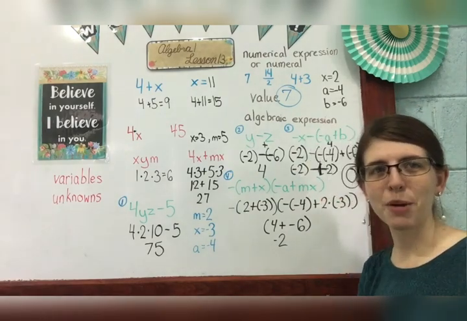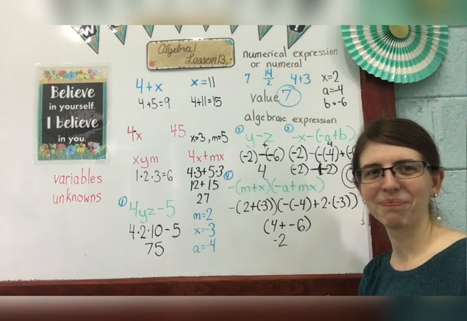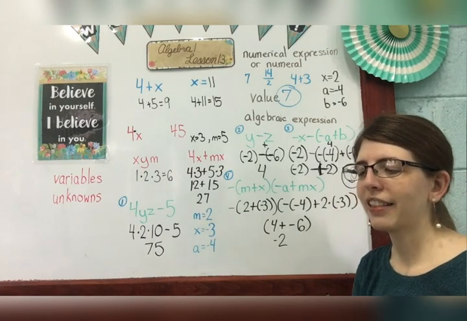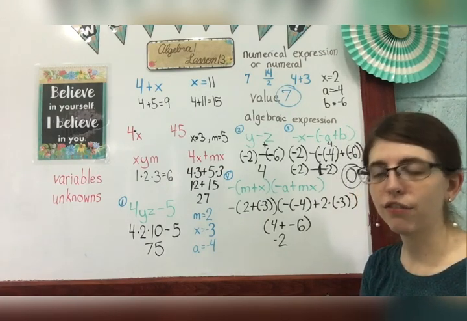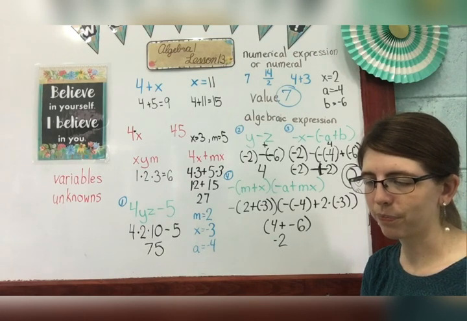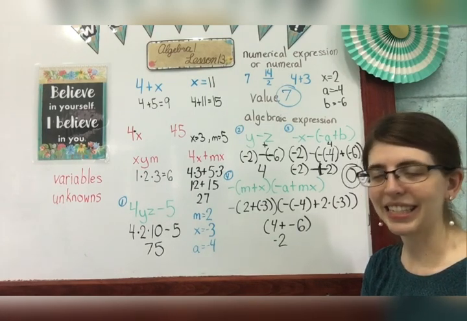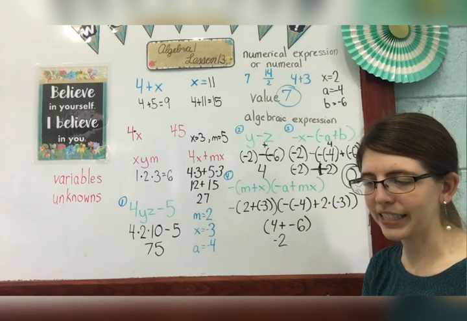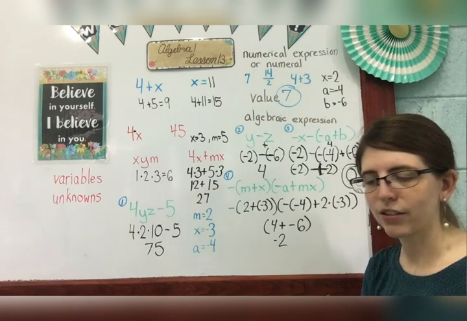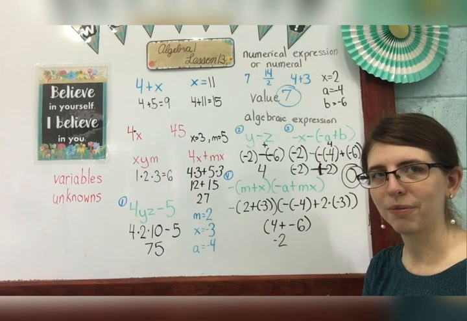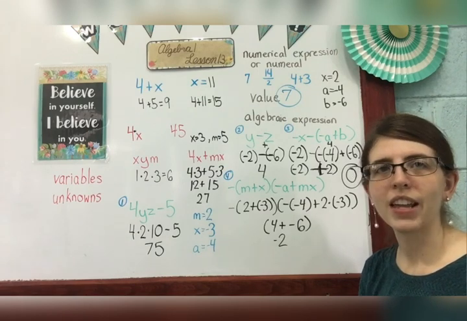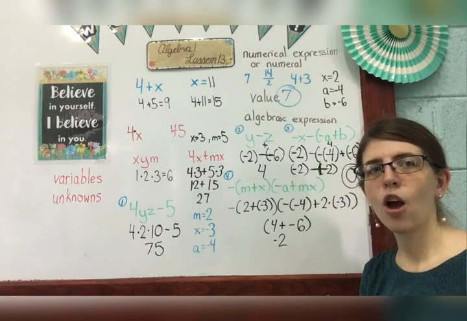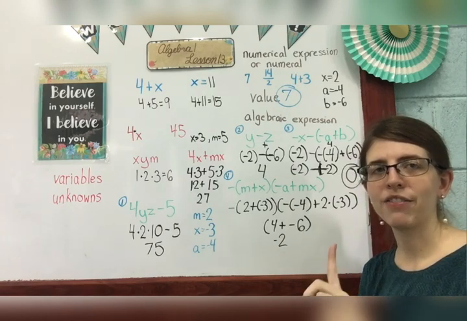Alrighty, do your practice really quickly. Okay, letter A, positive 4. Letter B, negative 16. Letter C, negative 19. And letter D, 44. Okay, if you are confused about this, watch the next part of the video. If not, go ahead and do your lesson.